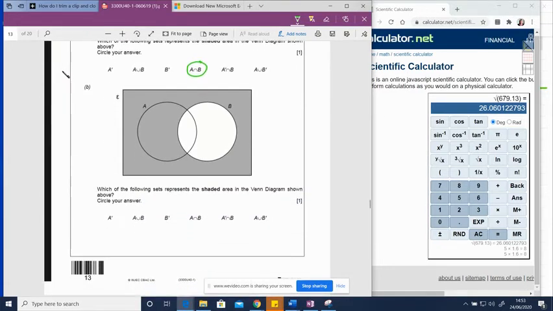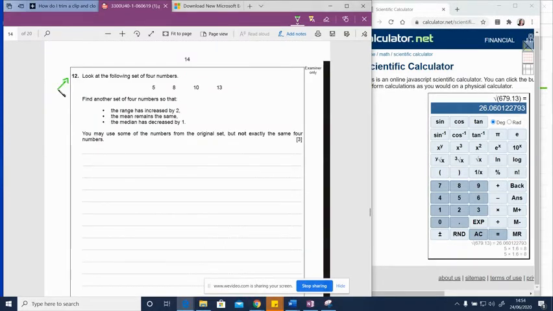If we go to part B, it asks us which of the following sets represents the shaded area. So I can see that it's basically everything that's not in B. So everything that's not in B is represented by this symbol here. And that's the answer to the question.